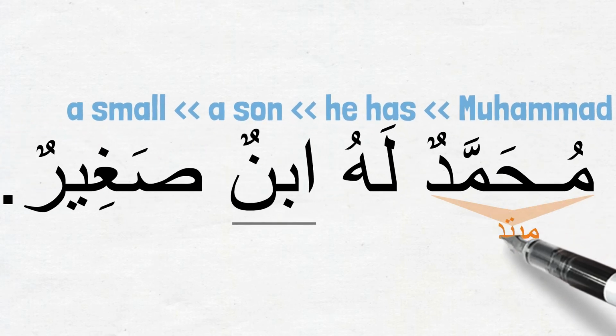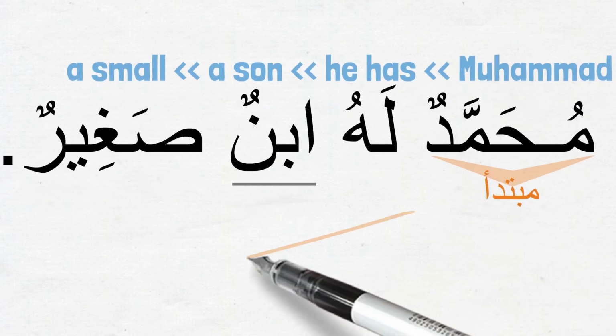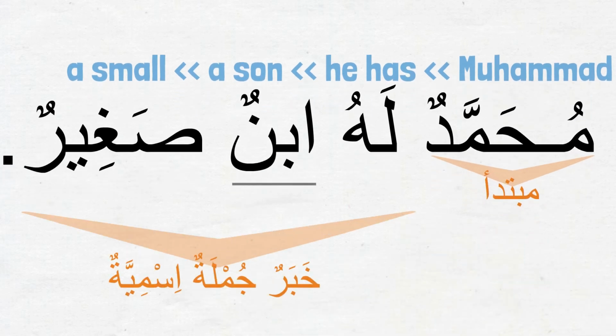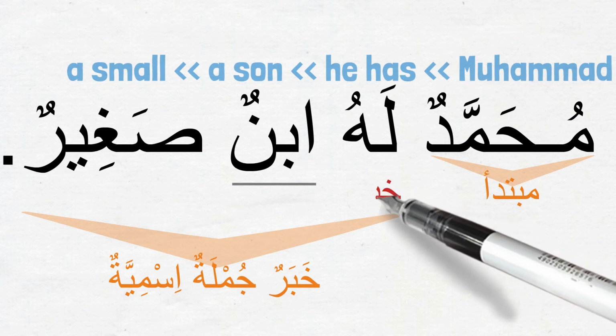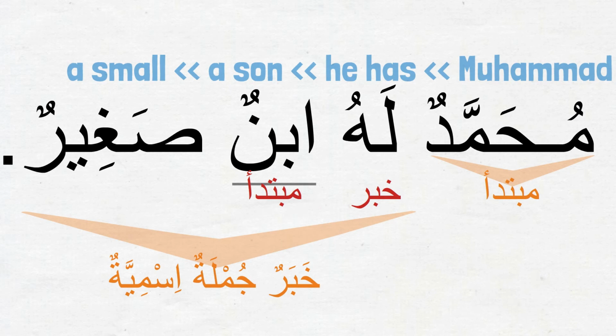Muhammadun is the mubtada, right? I hope you figured that the khabar is actually the inner jumla ismiya له ابن صغير. له is the khabar muqaddam of the inner sentence. Ibnun is the mubtada muakhar, and صغير is NAAT for ibnun.